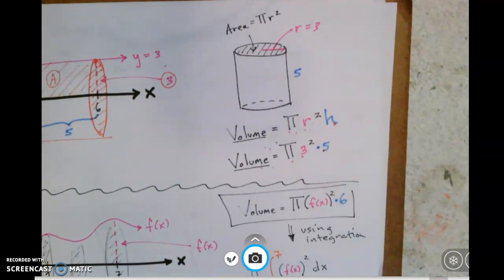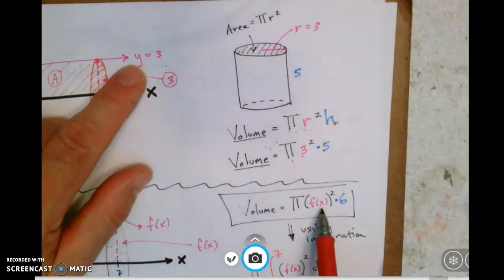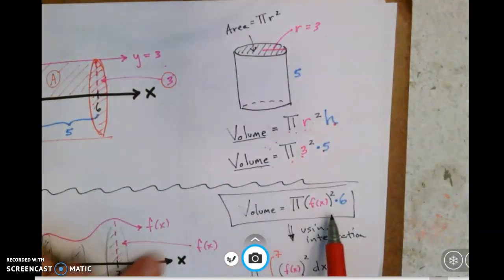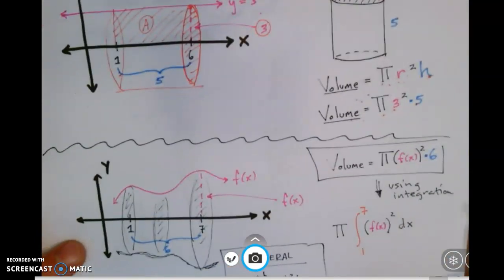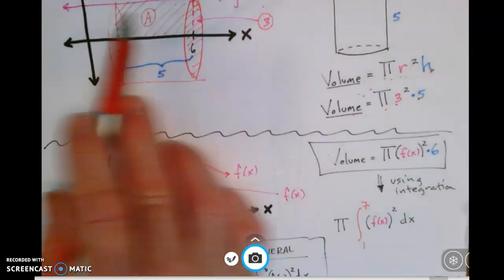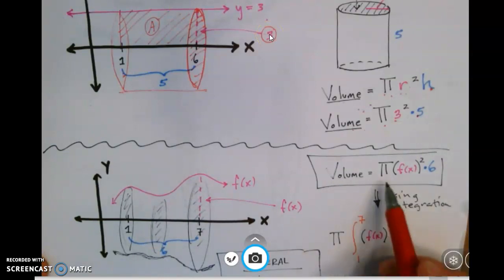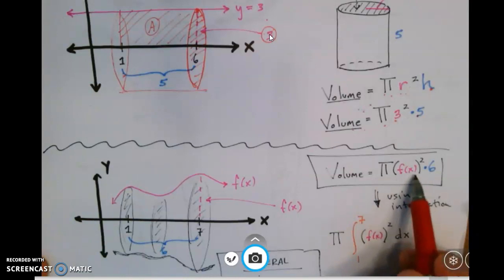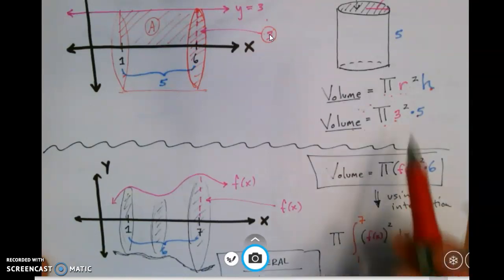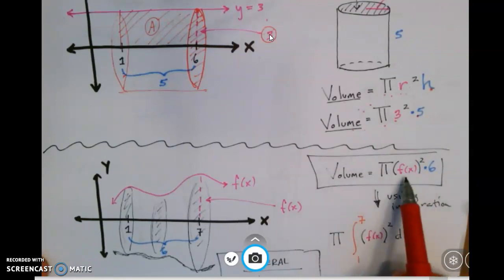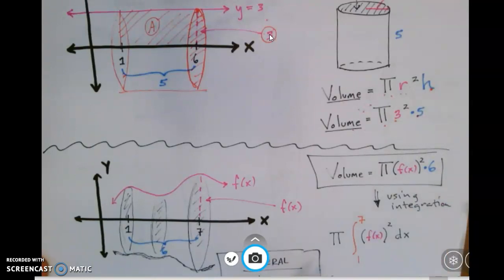But if we're thinking about this in terms of a function, instead of 3, we could say f of x. And if we're talking about a variable function, a function that doesn't have this horizontal line, a curved function, then the volume would be pi, as always, times this distance, which is f of x squared. Well, this distance is no longer simply 3. It's a variable function, still times the 6. This is a little bit confusing.